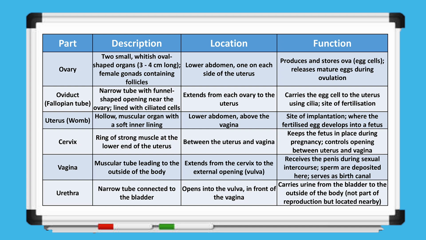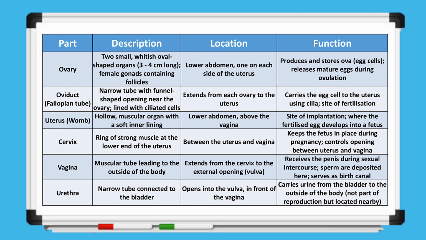location, and function. The ovaries are two small, whitish, oval-shaped organs measuring about 3 to 4 centimeters in length. They are the female gonads and contain many tiny structures called follicles. The ovaries are located in the lower abdomen, one on each side of the uterus. Their main function is to produce and store ova, which are the female egg cells. During ovulation, a mature egg is released from one of the ovaries. The ovaries also produce important female hormones that regulate the reproductive cycle.